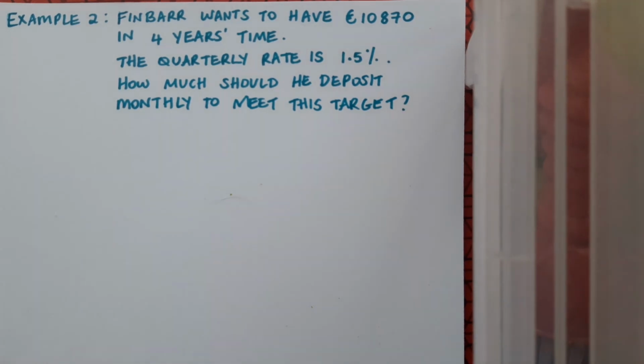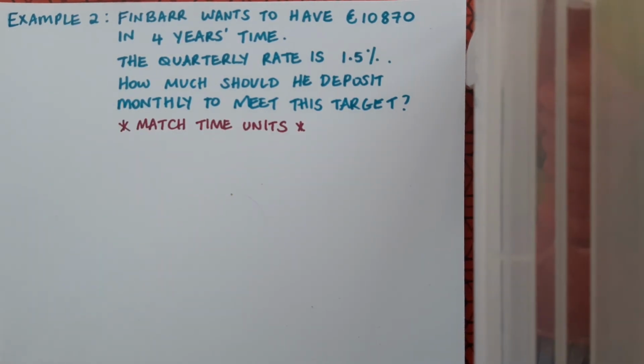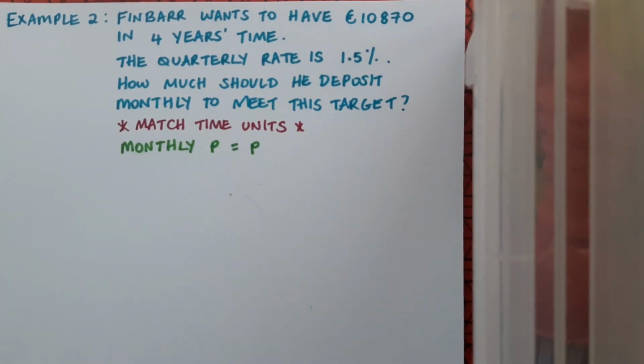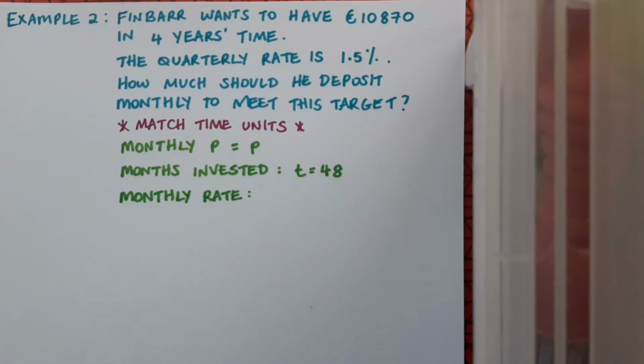Again, just like in previous questions, I need to make sure that my time units match. So I'll match my time units, and since he wants to deposit his money monthly, that means that I'm going to aim for monthly in terms of my units. I'm going to call the monthly investment amount P. The number of months the investment is taking place over is 48. And I have to calculate the monthly rate.